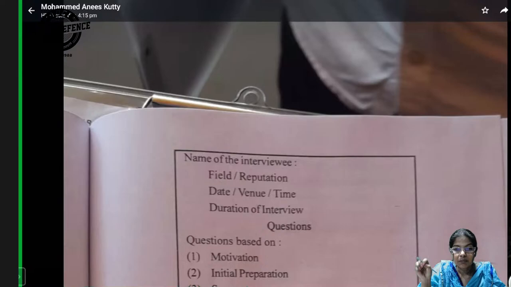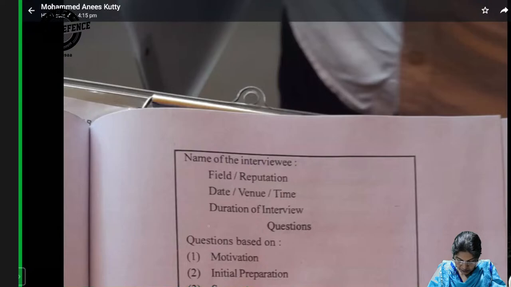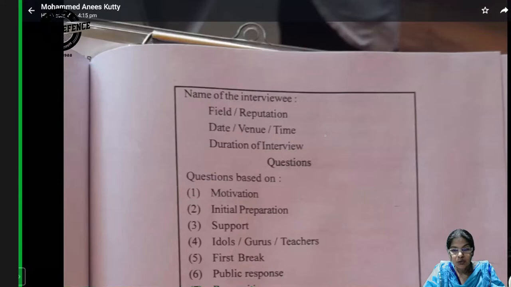Then the venue, where it was conducted, whether in an auditorium, the principal's office, a studio, or a library, and the time. Time as to from what time to what time, and the total duration of the interview, whether it was 45 minutes, 50 minutes, etc. So you'll have to give the details. You can put this entire thing into a grid, draw a line, so it looks very neat. Okay, so you straight away get your 1 point there.